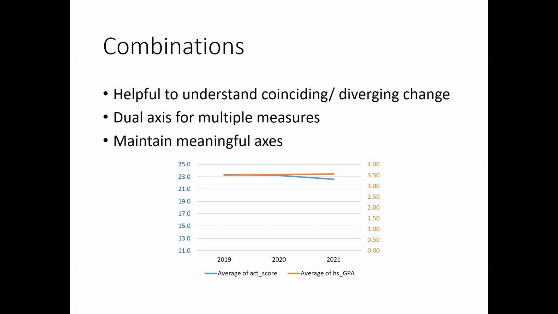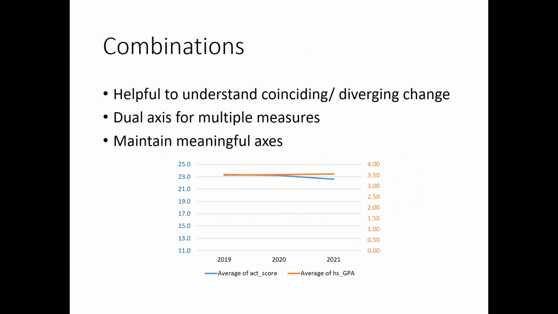All right, and now what I want you to do is tell yourself immediately, this is not what you should do, okay? Sometimes people want to combine multiple measures on one chart. Okay, do you see this? This is the average ACT score on the left, the blue line. This is the average high school GPA on the right, the orange line. These two axes do not match up.